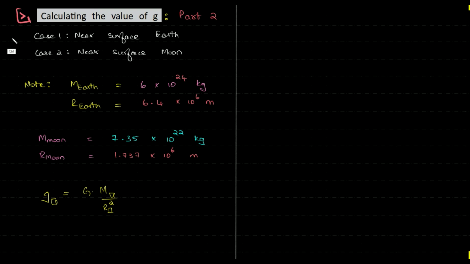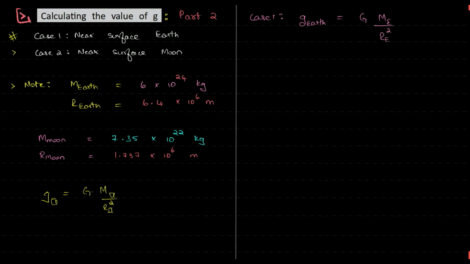So we're taking up two cases. One is that of near the surface of the earth, and the second one is near the surface of the moon, right? So these are your required values that we need to make a note of, and we should start calculating. So let's figure out for case 1, near the surface of the earth. Acceleration due to gravity near the surface of the earth is G into M of earth divided by radius of the earth square.